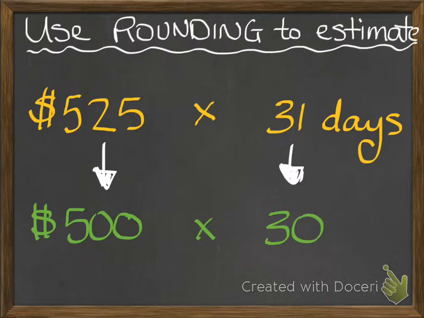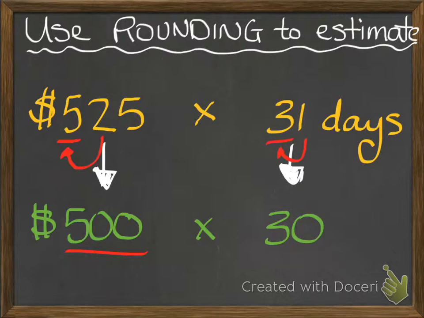$525 times 31 days. I'm going to use rounding to estimate first. So I'm going to round $525 to the nearest hundreds place. So I round that down to the number 500 that you can see down here. 31 gets rounded to the number 30. So now I'm just going to multiply 500 times 30.